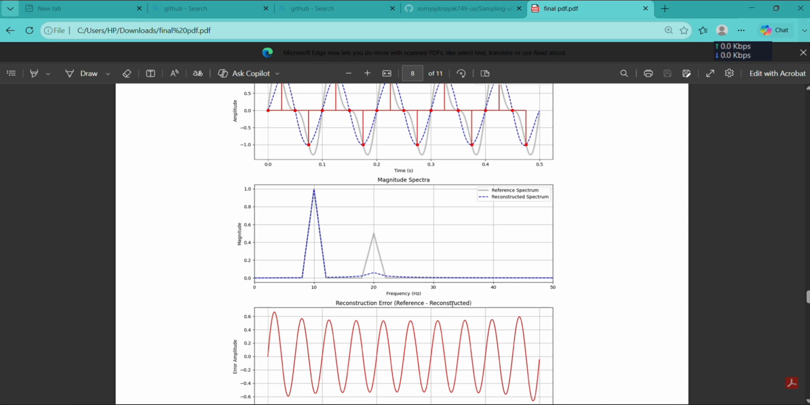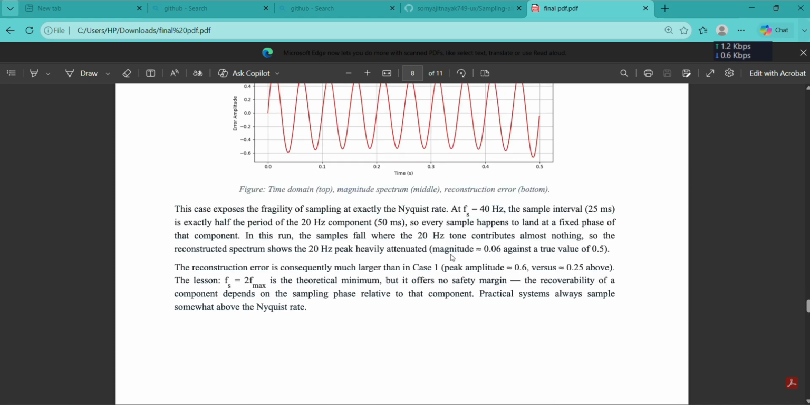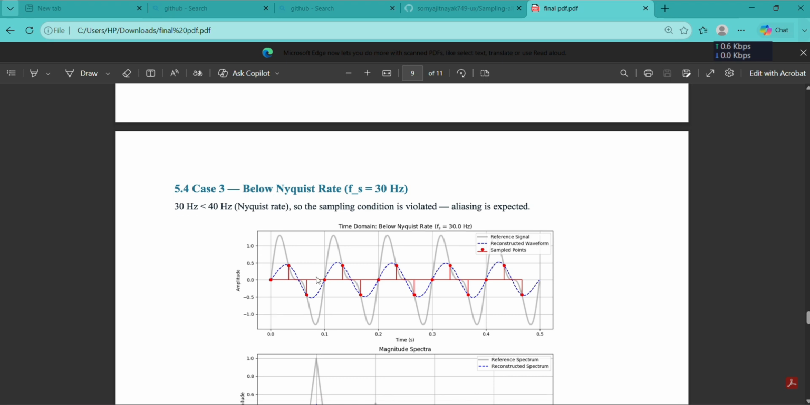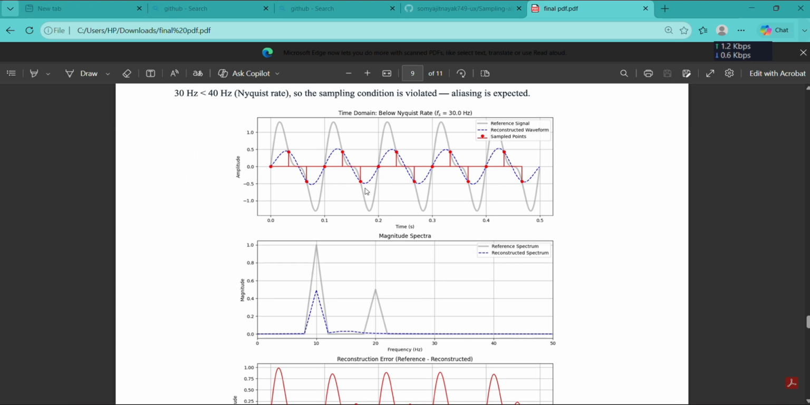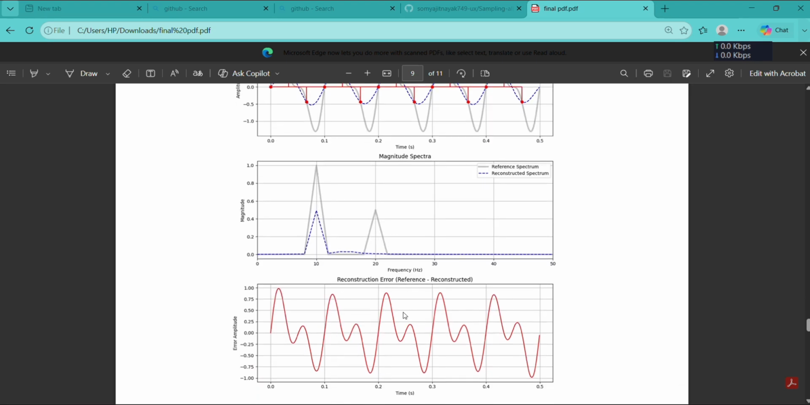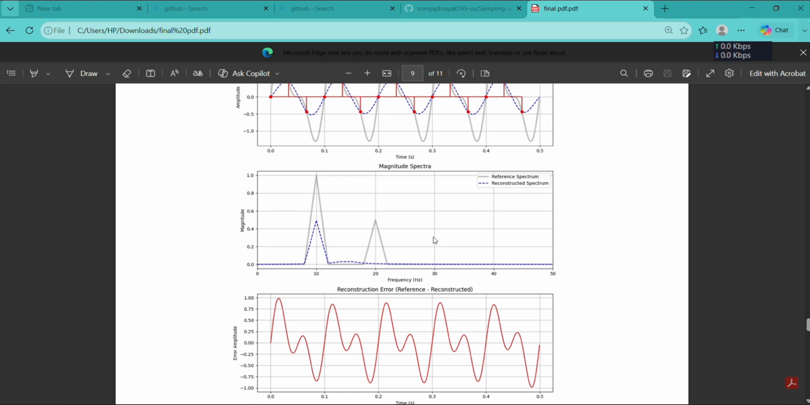Okay, now move on to the last but not the least, the below-Nyquist case. Now the one you are actually here for, 30 hertz, below Nyquist. And here you can see the graphs: the below-Nyquist graph, this is the magnitude spectrum graph, and this is the reconstruction error graph. Reconstruction just falls apart here. It doesn't even look like the same signal anymore.